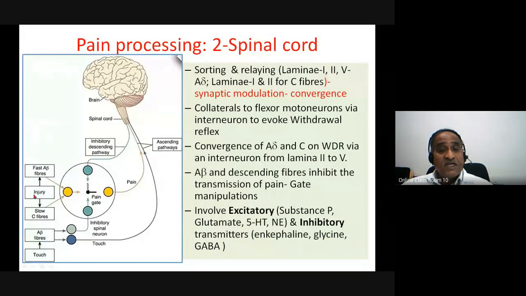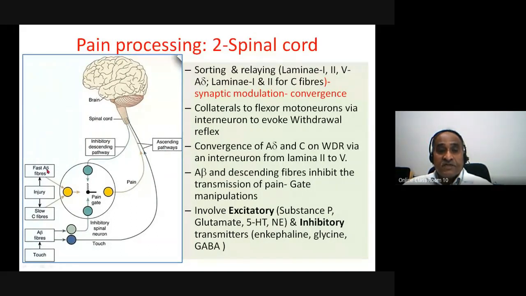Okay, so now these A delta and the C fibers are activated because of the injury. Okay, as I was talking, the second is collaterals, because in the spinal cord, they will activate the motor neurons or interneurons that would stimulate the flexor group of muscles. That is for the withdrawal reflex. That means withdrawing from the site of injury. So this withdrawal reflex is actually activated, and this withdrawal reflex is a part of the nociception.